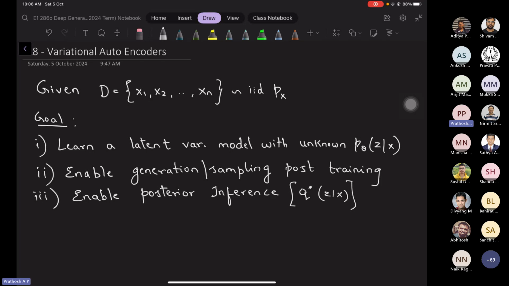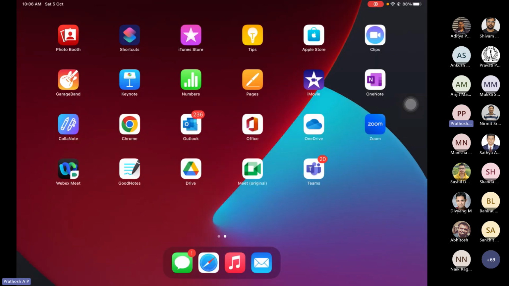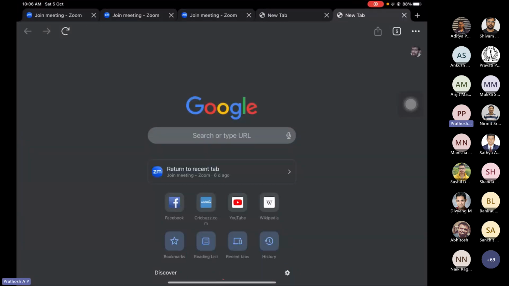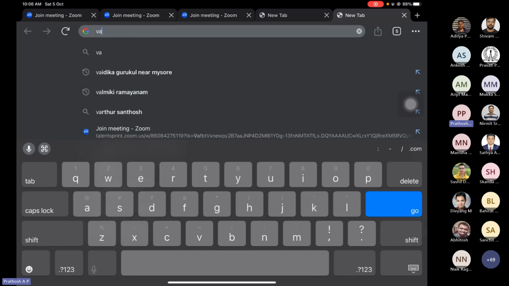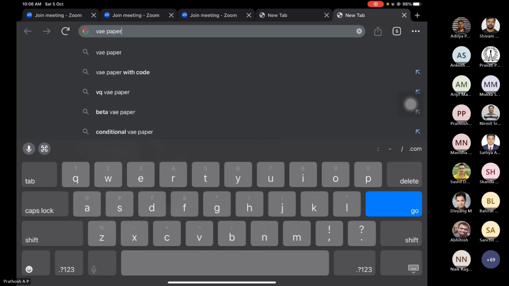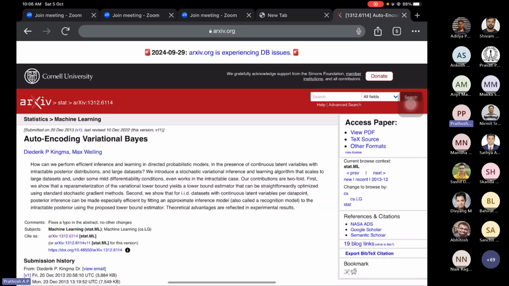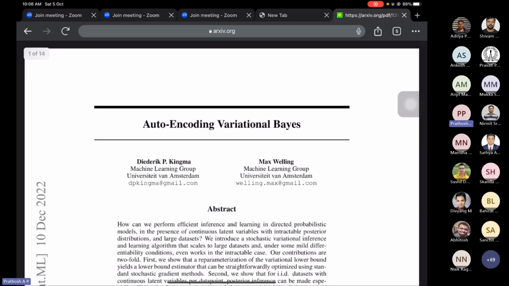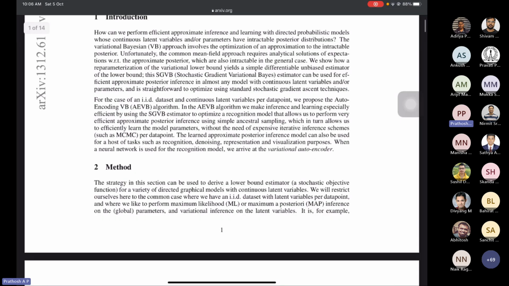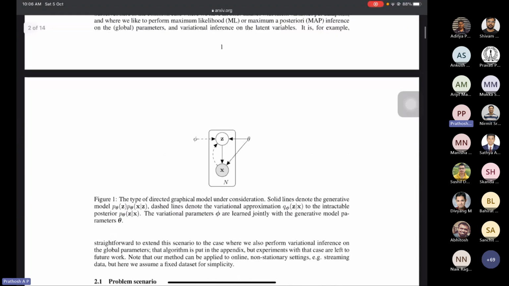These are the three goals cited in the VAE paper, or maybe let me just show you that. It would be nice to see that once. A lot of times these VAE papers are sort of intimidating, but one of the goals of designing this particular course was to ensure that students start reading papers and don't get intimidated looking at them. So they say the following here.